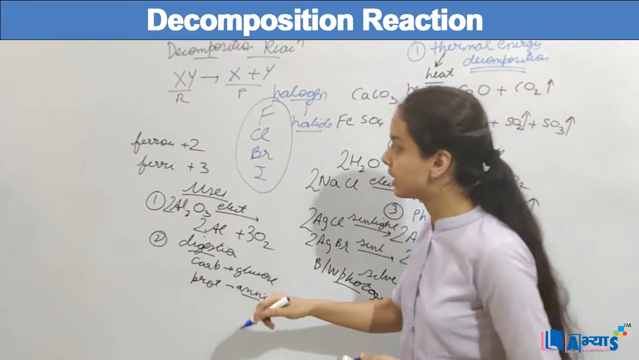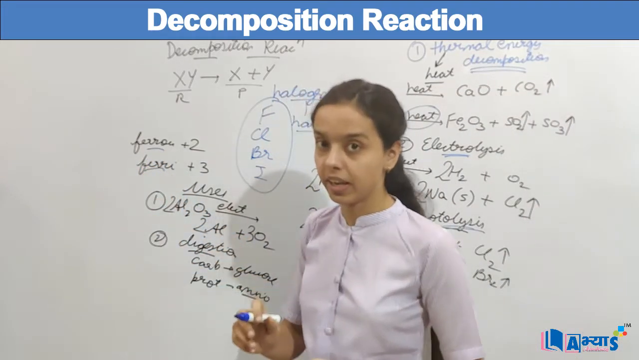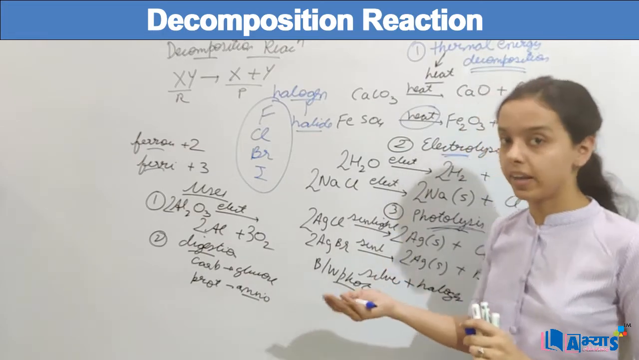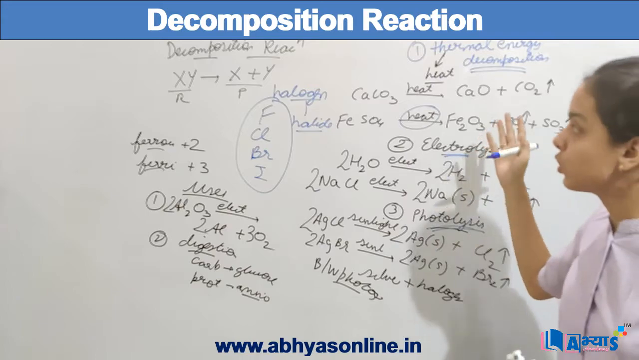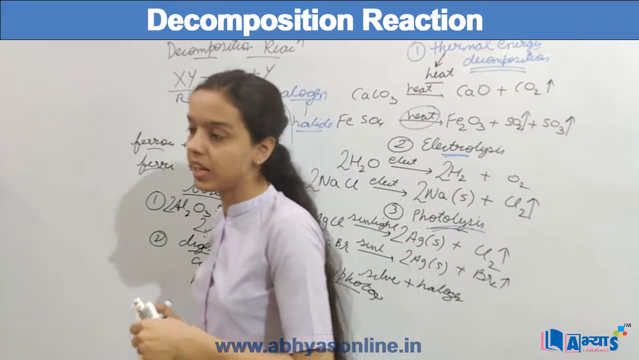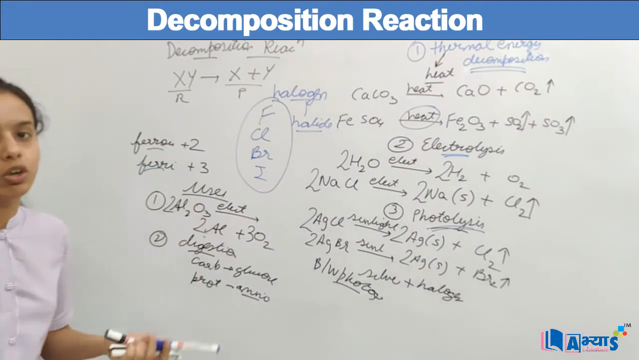Before this, we discussed the valency of ferrous and ferric. These are both valencies of iron. This was ferrous sulfate, this was ferric oxide. So this was everything about the decomposition reaction, which is actually the opposite of the combination reaction.